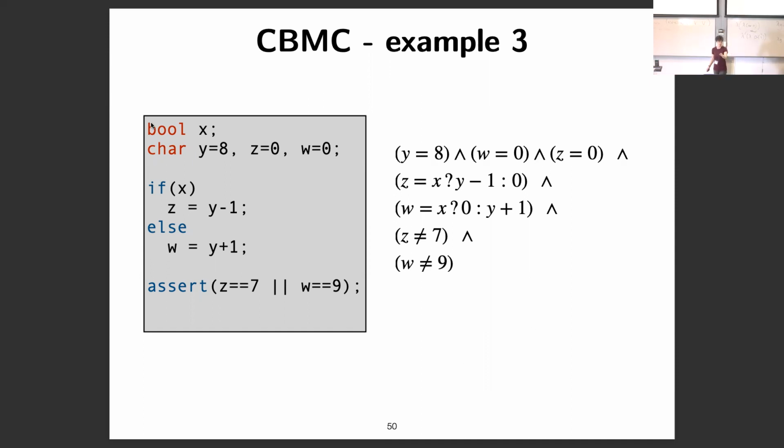So this will have no missed bugs. And if you know the completeness threshold, you will have no missed bugs. No false alarms is dependent on the abstractions you make when you're encoding it. Is that clear?